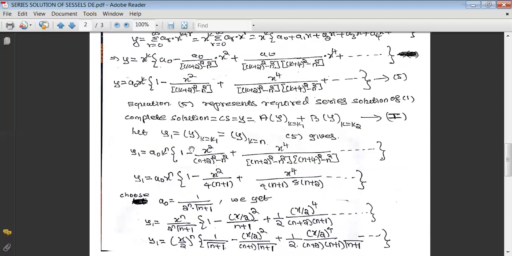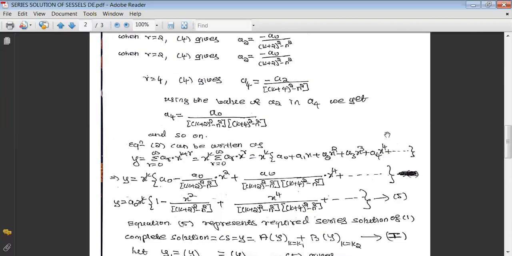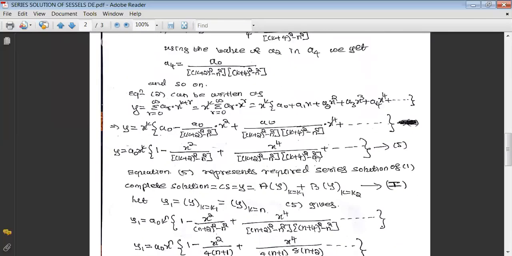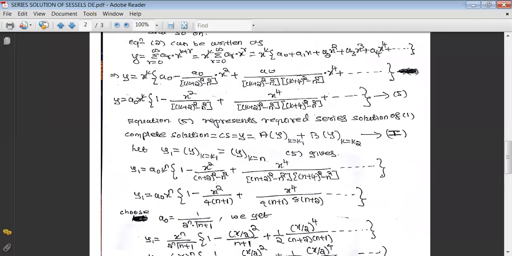First, let us take y1 as the value of y at k equal to k1, and the k1 value is n, that we already denoted here. Now wherever k is there in equation 5, if you take n, let us see what we get. Here it is a naught, that we have written as it is. In the place of k, we can write n. Sorry, it becomes actually x raised to n.